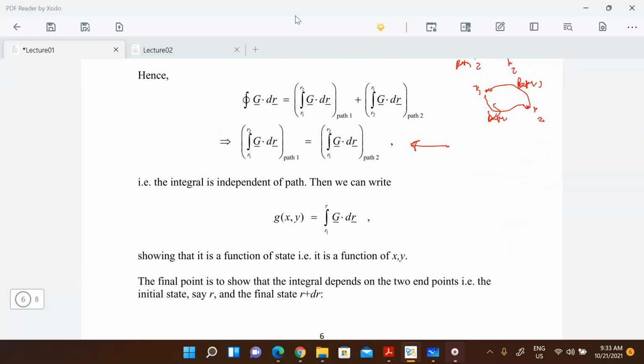So that tells us generally what happens in this particular case. If you are able to do this, then one can write this as a function of state, as a function of x and y, where you fix a particular limit for this, and this will be your point xy. And that makes this a function of x and y.